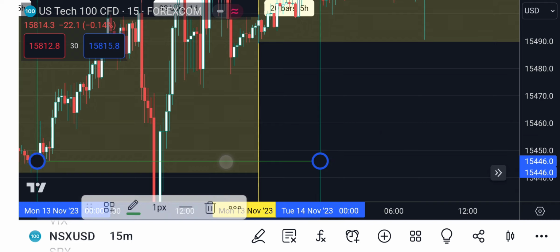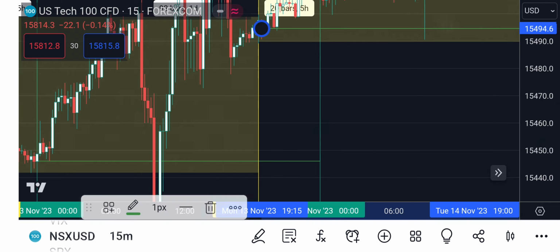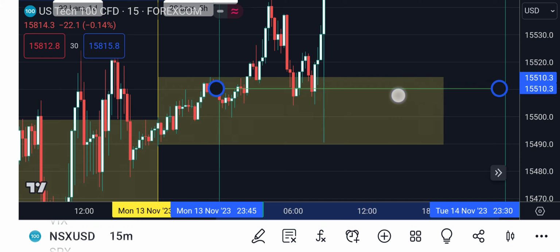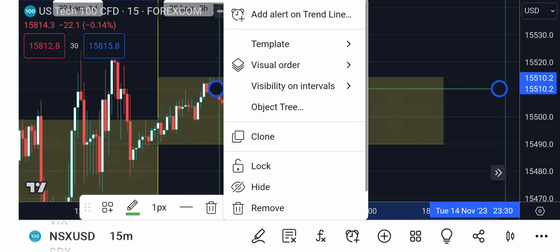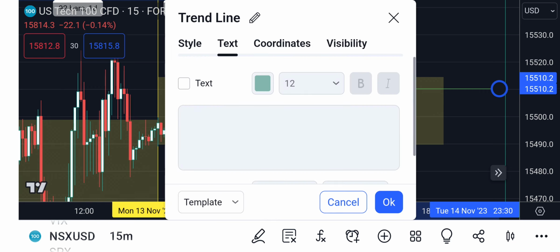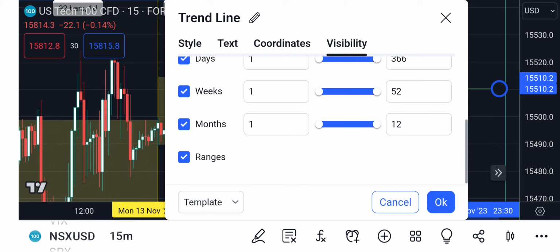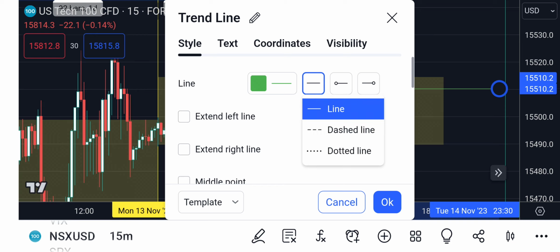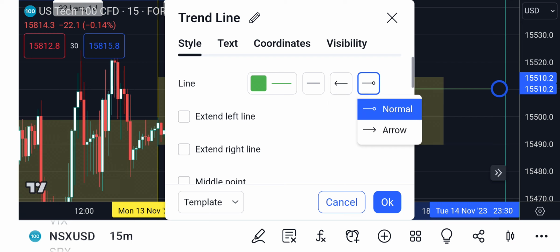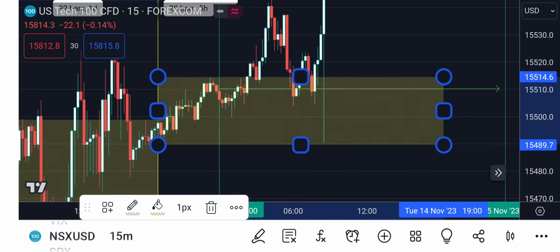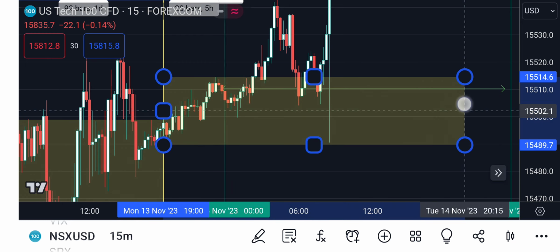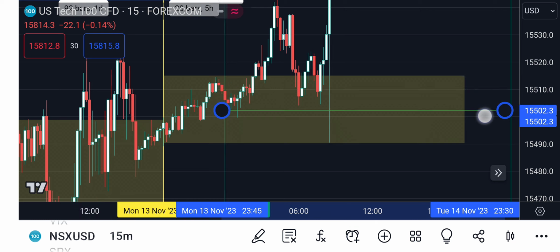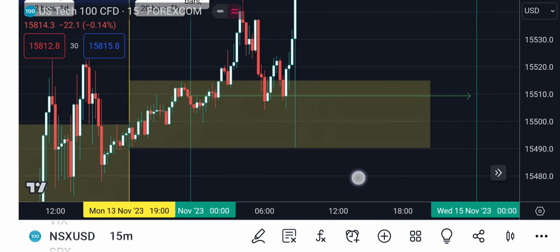Then I'm also gonna do the same thing I did with this. I'm gonna clone it, then I'm gonna put it on the opening of, make it arrows. So I'm just gonna move it just here.